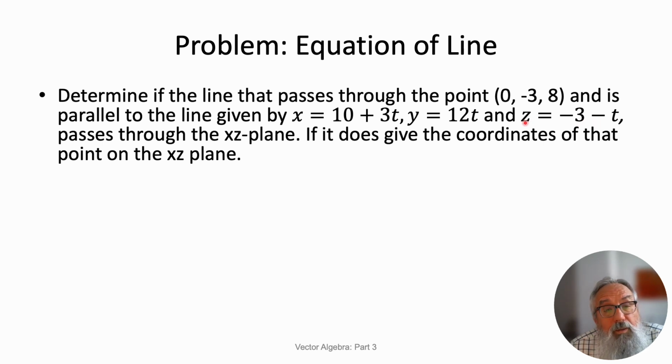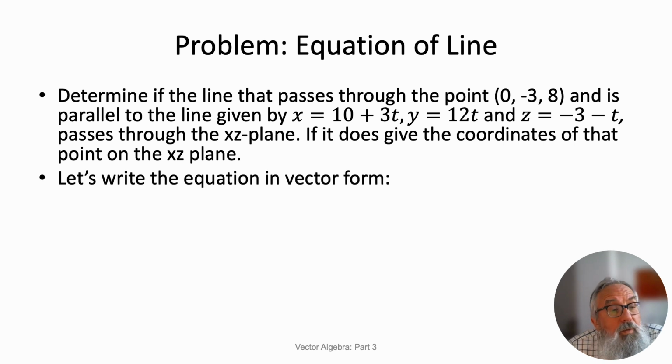So we can always get a line parallel to another line and passing through a single given point. That's all doable. Determine if that line passes through the xz plane. So it only does not pass through it if it's parallel to it. So essentially, we need to look at the coordinates of the equation of that line.